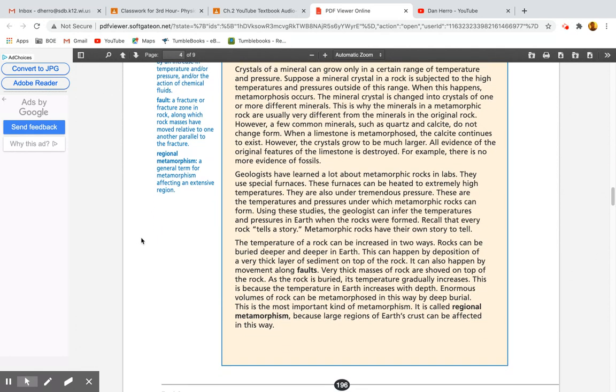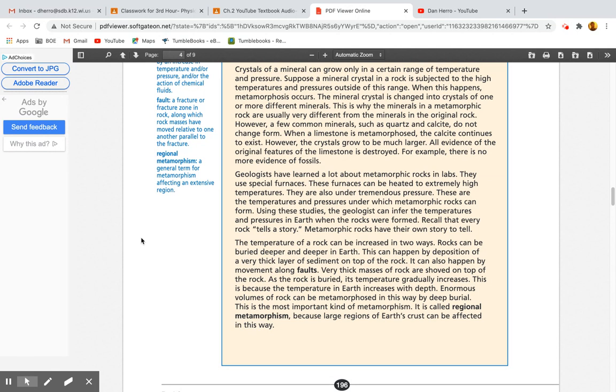Crystals of a mineral can grow only in a certain range of temperature and pressure. Suppose a mineral crystal in a rock is subjected to the high temperatures and pressures outside of this range. When this happens, metamorphosis occurs. The mineral crystal is changed into crystals of one or more different minerals. This is why the minerals in a metamorphic rock are usually very different from the minerals in the original rock. However, a few common minerals, such as quartz and calcite, do not change form.